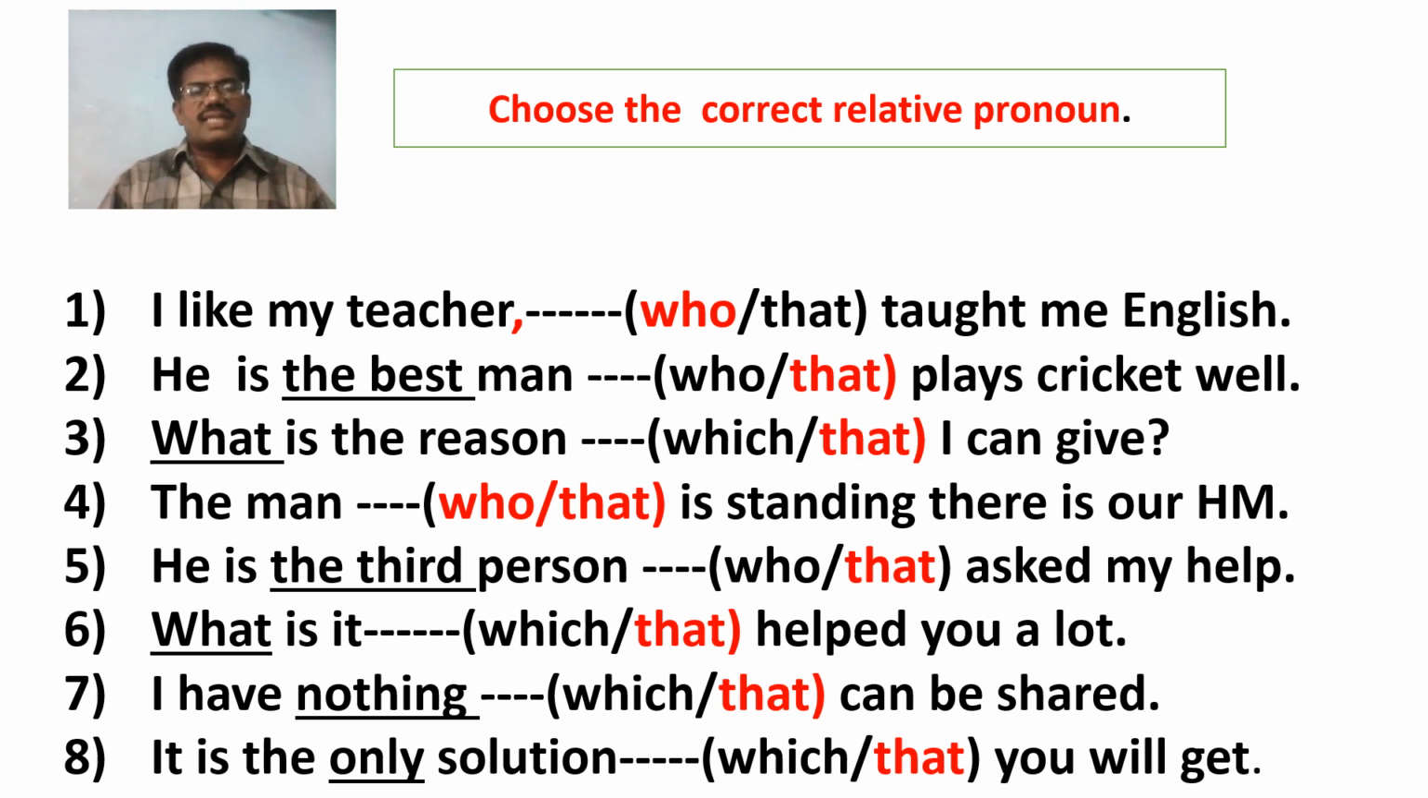In the seventh example, after certain words like nothing, all, same, some, anything, any, we prefer to use that. Here nothing is there, so we have used that. And in the eighth example, the word only is there. After some words like only, nothing, anything, same, some, all, we prefer to use that. As here the word only is there, we prefer to use that. I mean, after indefinite pronouns, we can make use of that as relative pronoun.